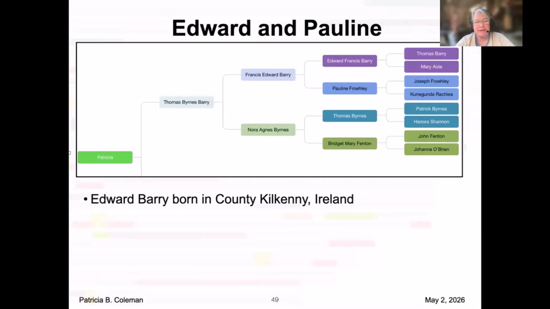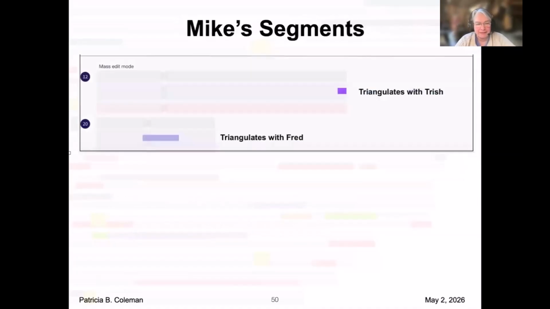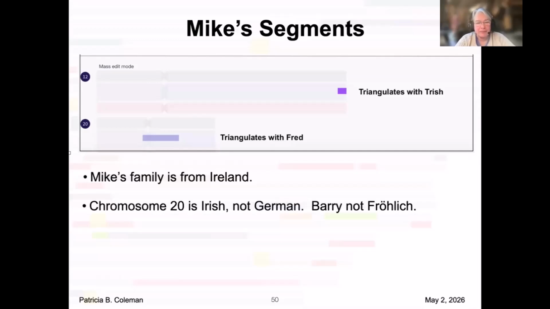And Fred and I descend from Edward Barry and Pauline Freilich. Edward was born in County Kilkenny, Ireland. Pauline was born in Baden, Germany. They met and married in the United States. So after a lot of conversations with Mike, his family is from Ireland. So that tells me that chromosome 20 has to be on the Barry part of Edward Barry and not on Pauline Freilich.